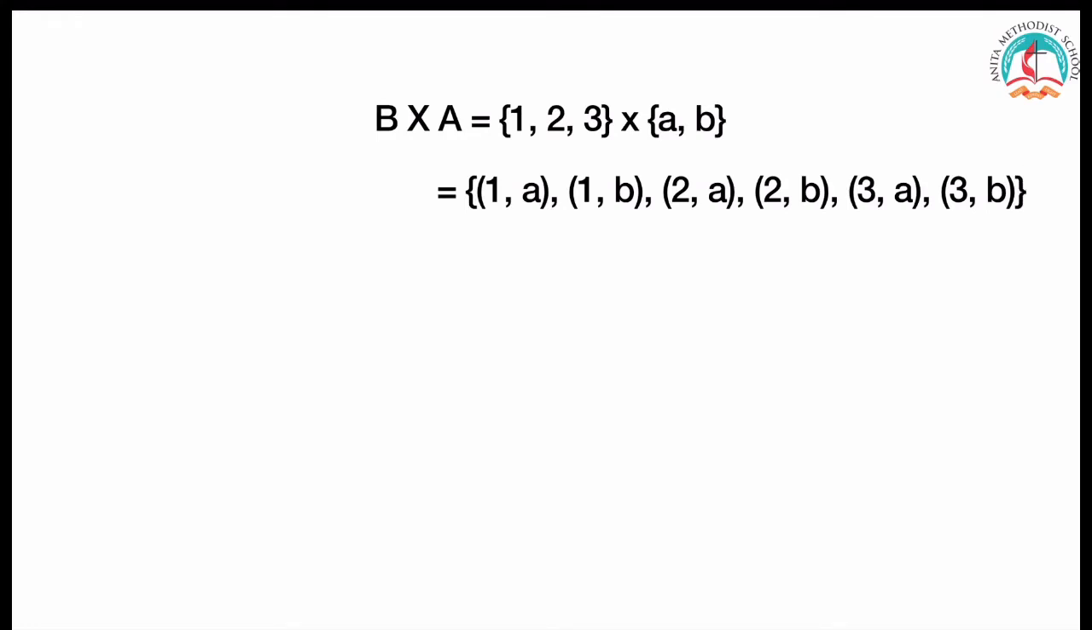Now compare the ordered pairs of A × B and B × A. You can find that if you take one of the ordered pairs from A × B, that is (a, 1), and here (1, a), it won't be the same. So you can say A × B is not equal to B × A. You can compare that (a, 1) is not equal to (1, a).